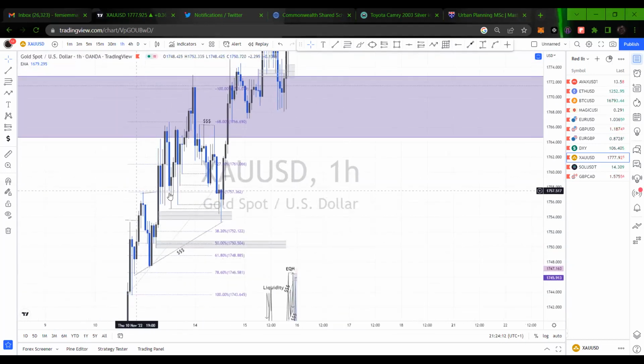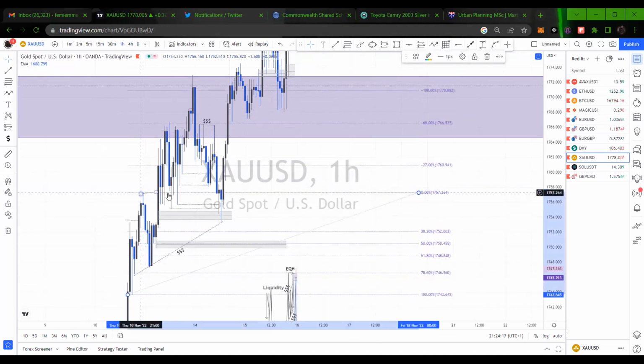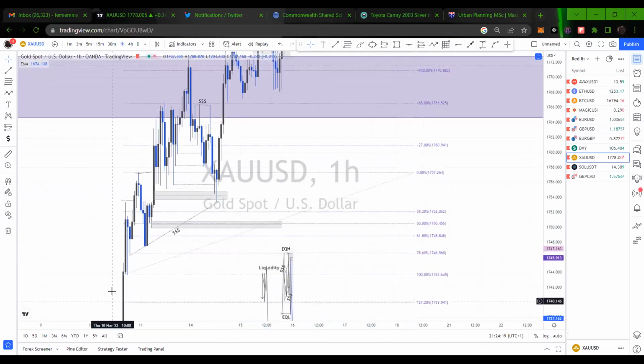This is where the zero is. Let me spread it out. This top here is 0. You can see it. And this low here, the swing low, is the 100 below there.